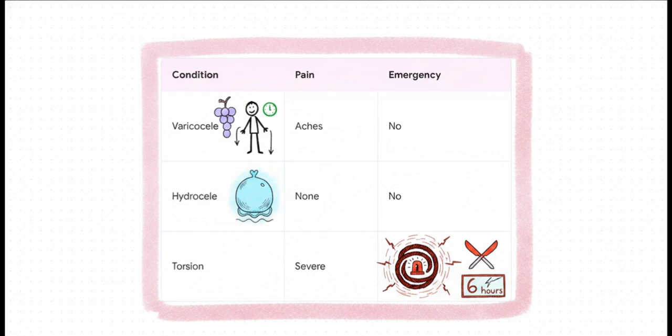By anchoring the clinical facts to these vivid visual mnemonics, you aren't just memorizing lists anymore, you are recognizing patterns, and that is a real game changer.